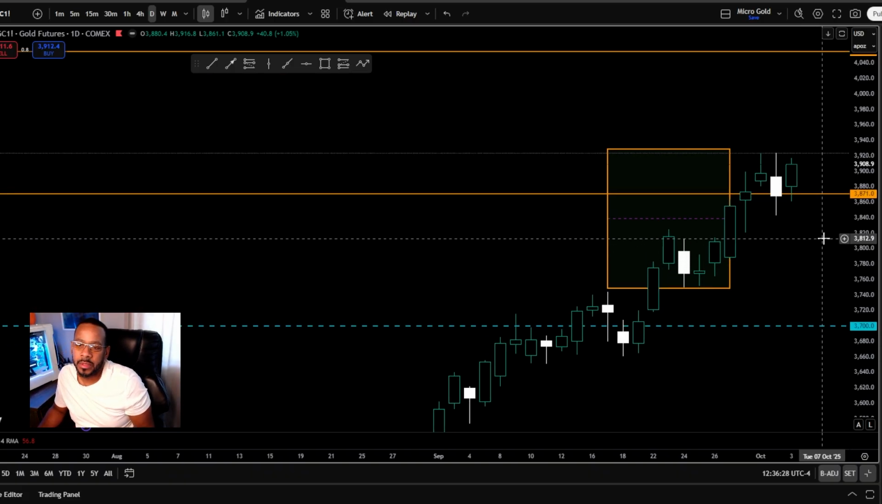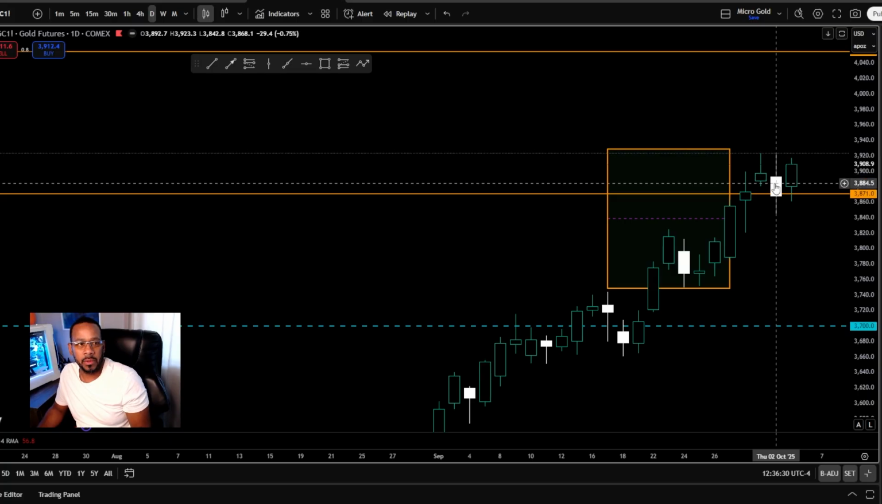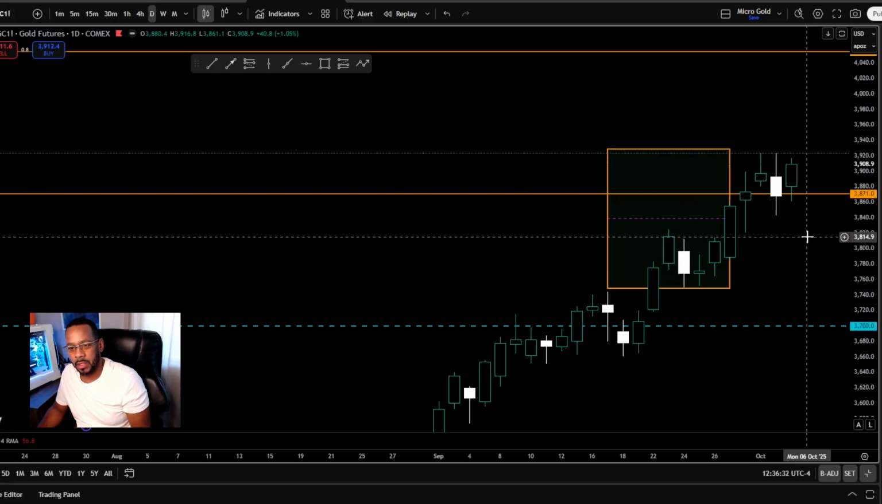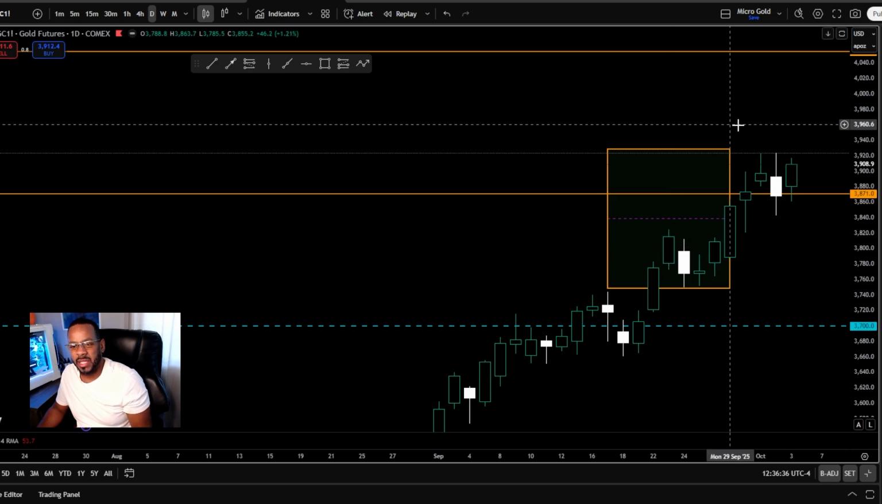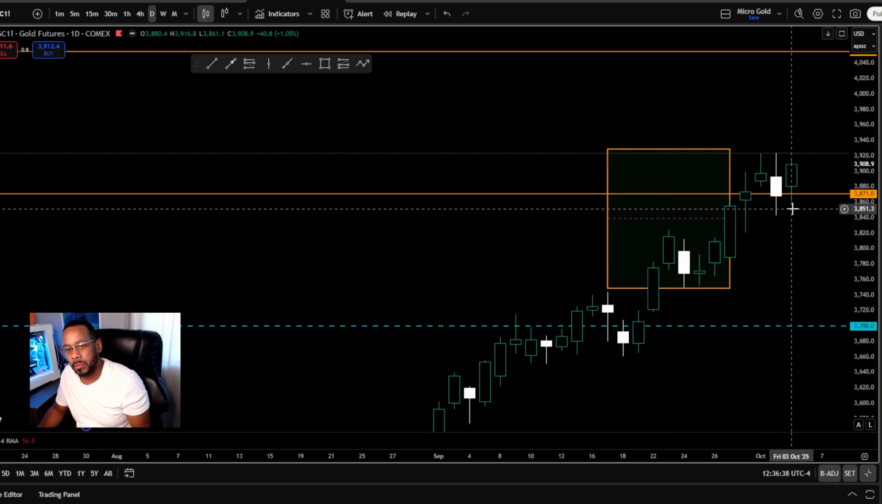So if you're confused, our first step is what? Break a structure, right? So on a daily, we broke structure. 1, 2, 3, 4, 5. This is our new range. Step 2.